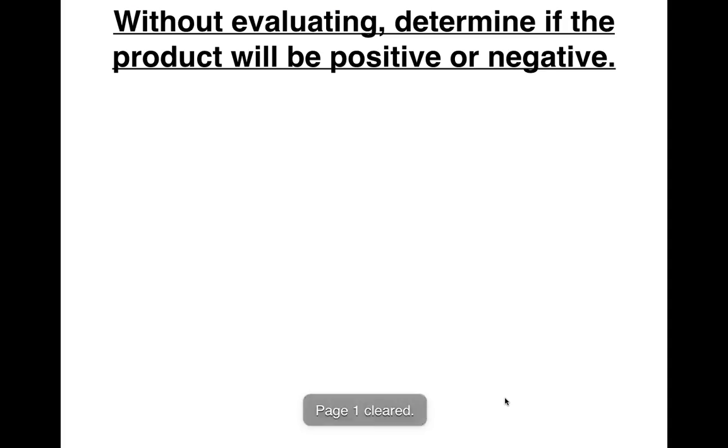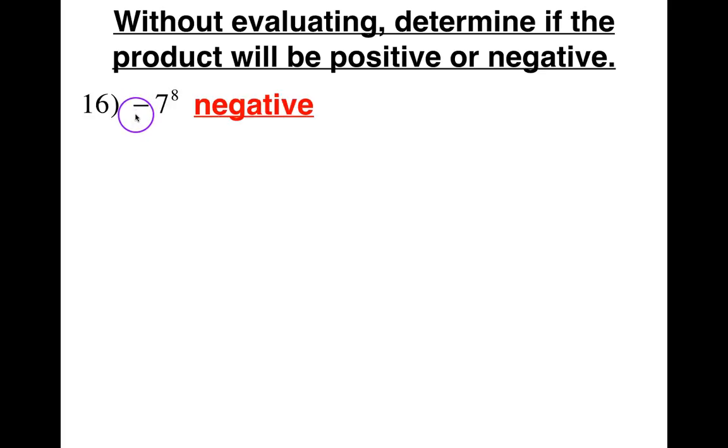Okay, so now it says, without evaluating, determine if the product will be positive or negative. Okay, so I don't really care to actually evaluate it. I'm not multiplying it out. I'm just going to check, is my answer going to be negative or positive? So for number 16, this reads as the opposite of 7 to the 8th power. So first, you're going to do 7 to the 8th power. I know for a fact it's going to be a positive number. But once we take the opposite of that, it's going to become negative.